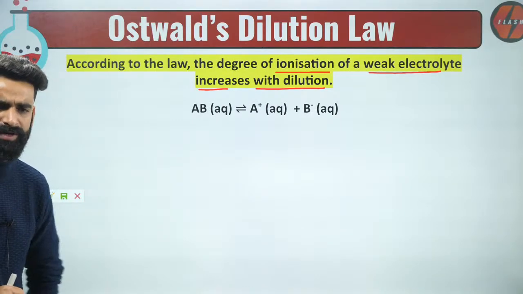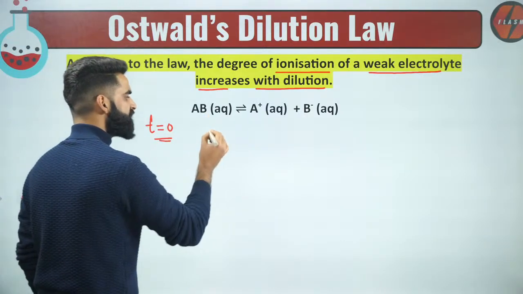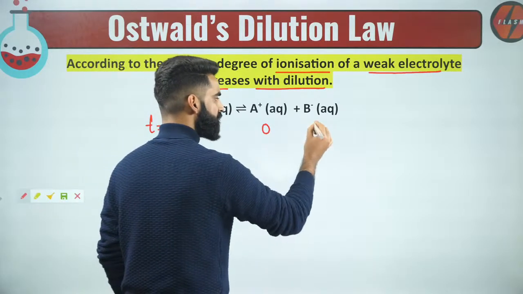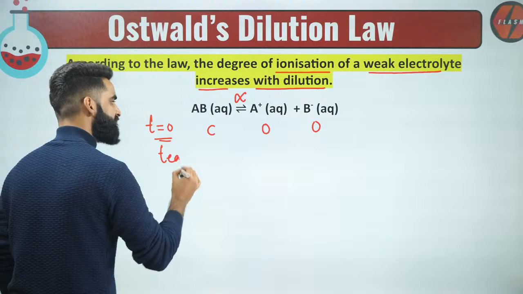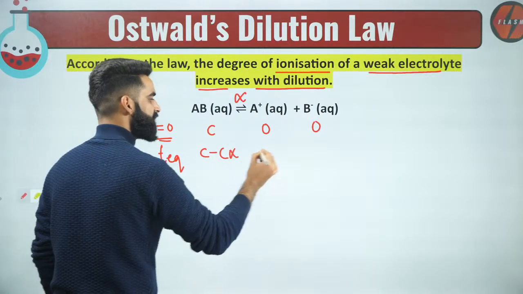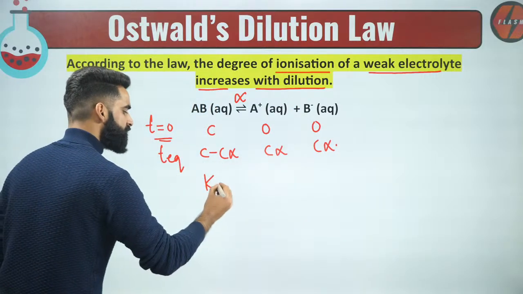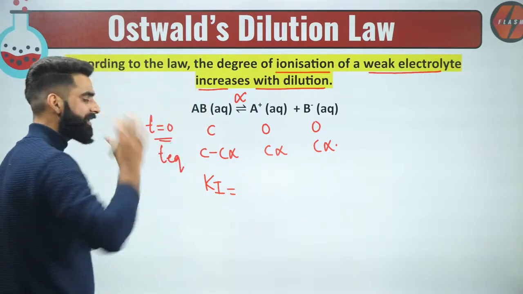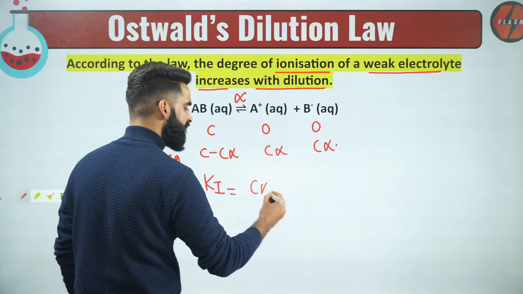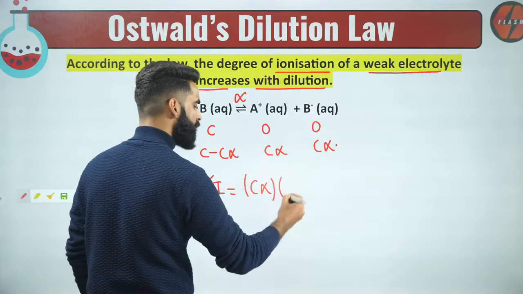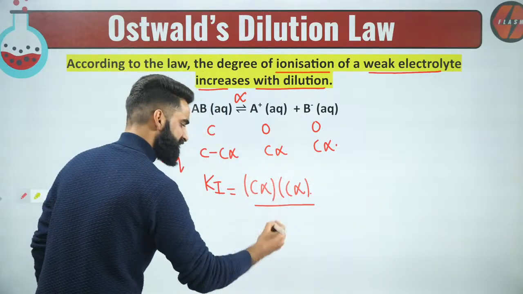What does that mean? Understand. Let's say at time t is equal to 0, the concentration of this weak electrolyte is C. The products are 0. Let's say degree of ionization is alpha. So people, at equilibrium, can I say I'll be left with C minus C alpha, and this is going to be C alpha. Yes. So can I write the ionization constant expression for this weak electrolyte right here? Absolutely, we can do that. Concentration of A positive at equilibrium, which is C alpha, multiplied by concentration of B negative at equilibrium, which is again C alpha, divided by concentration of AB at equilibrium, which is C minus C alpha.